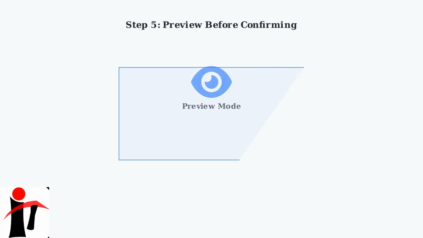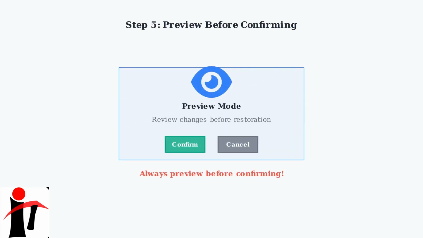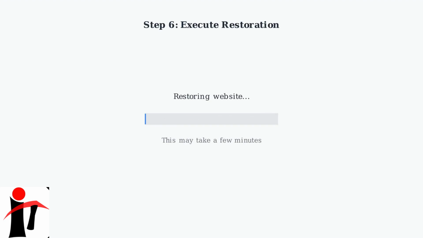Before confirming the restoration, preview the changes to ensure it's the correct version. This step is crucial to avoid restoring the wrong backup and losing recent work. Once you're satisfied with the preview, execute the restoration. The process typically takes a few minutes. Your website will be restored to the selected version.